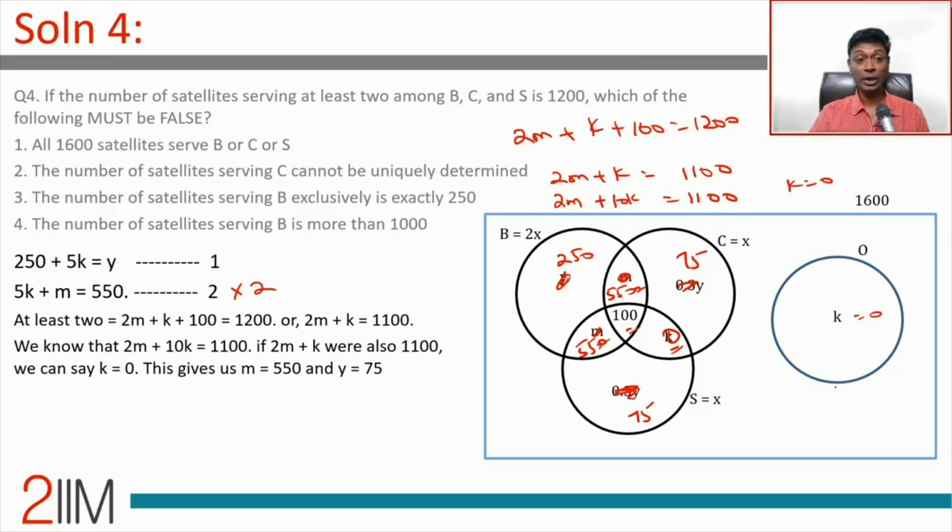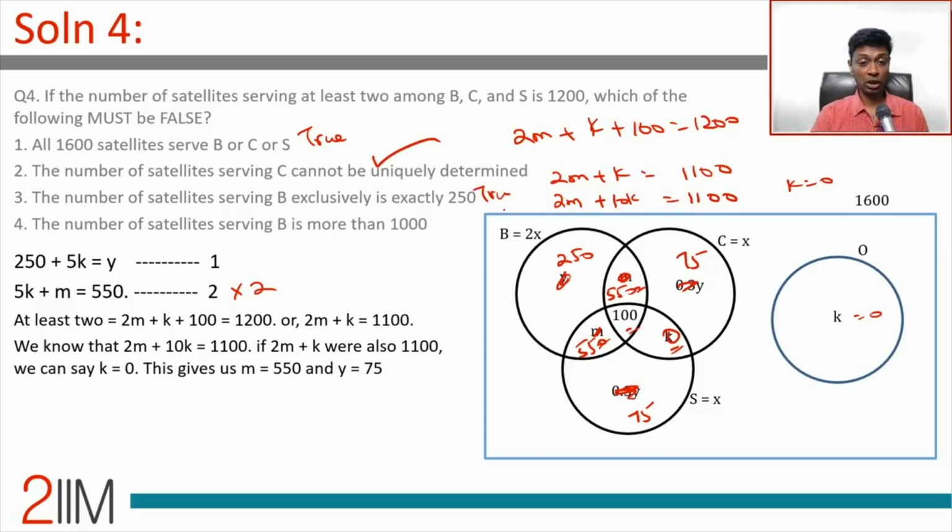So which of the following must be false? All 1600 satellites serve B or C or S. This is true. This is 0. The number of satellites serving C cannot be uniquely determined. It can be uniquely determined because we have everything here. This must be false.